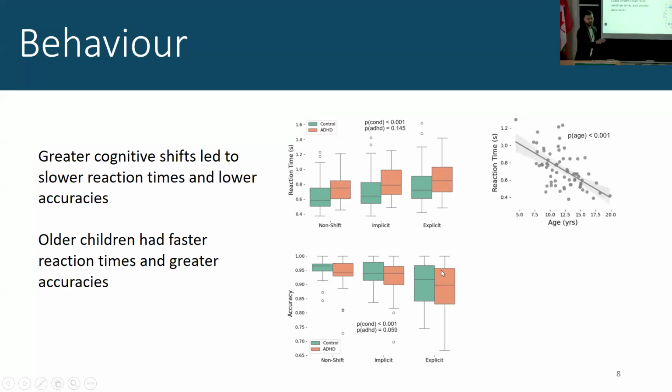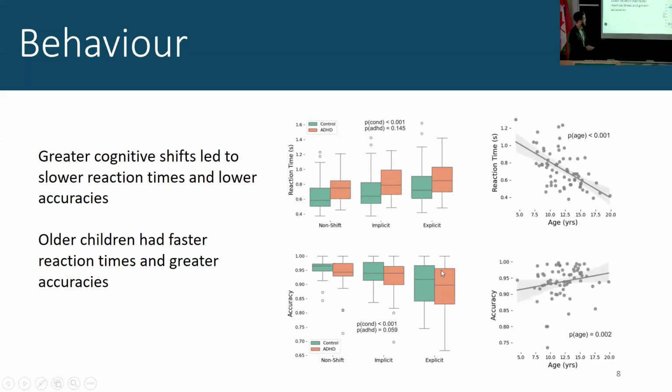We also found, again as expected, that older children did better at the task. They had faster reaction times and higher accuracies. Now, interestingly, we saw no significant effects of ADHD, and bear that in mind because of one of the results later. This is just for our cohort, so maybe if we had a higher N, we would have. But there is a trend in the means, so that the children with ADHD had slightly slower reaction times, but it was not significant here.